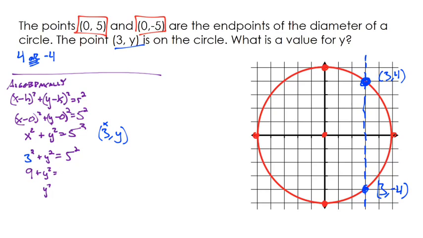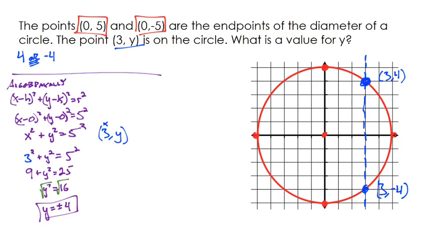I almost forgot the squared on my 5. So then 5 squared would be 25. So if you subtracted 9 from each side, you'd have y squared equals 16. If you solve that equation by taking the square root of each side, you get that y equals plus or minus 4. So we got the same solution algebraically as we did graphically.